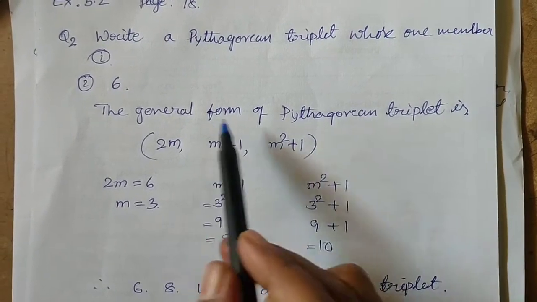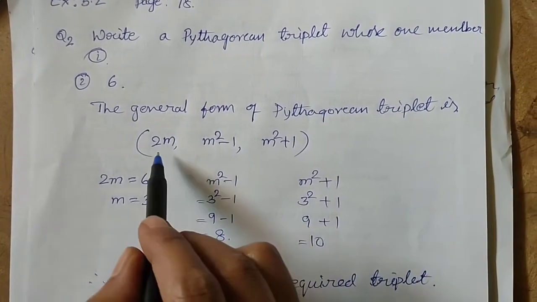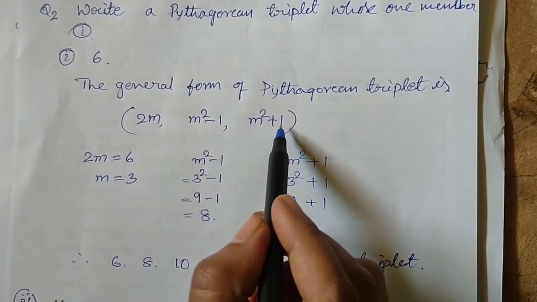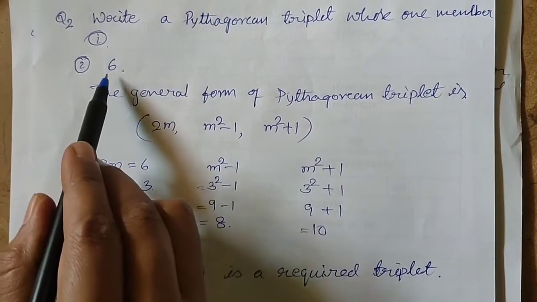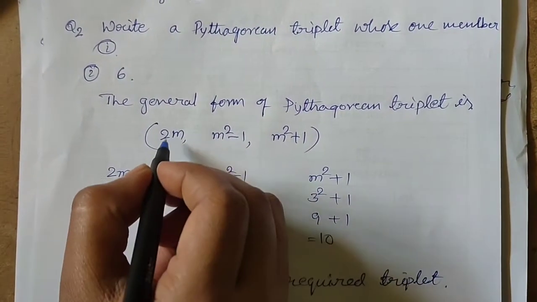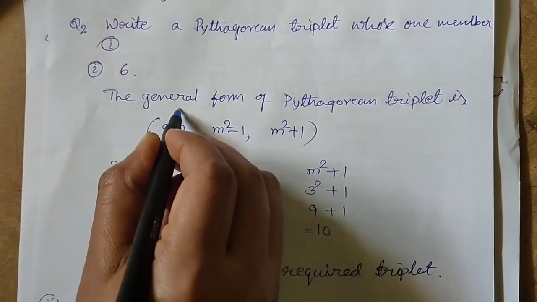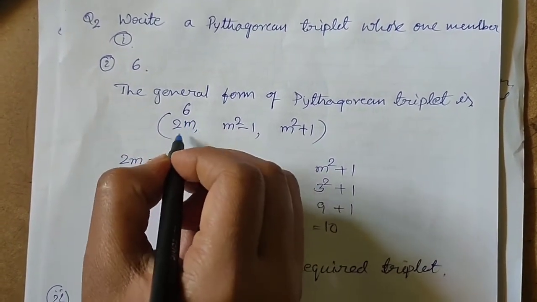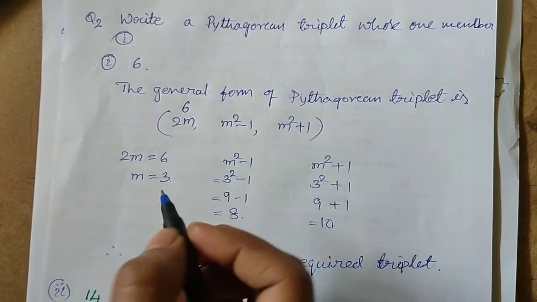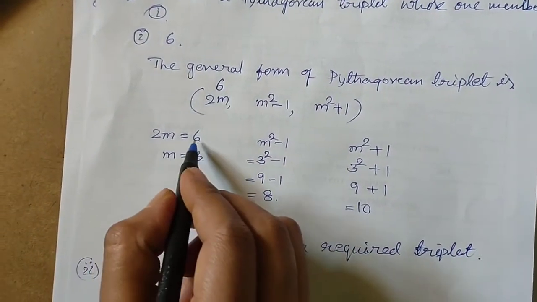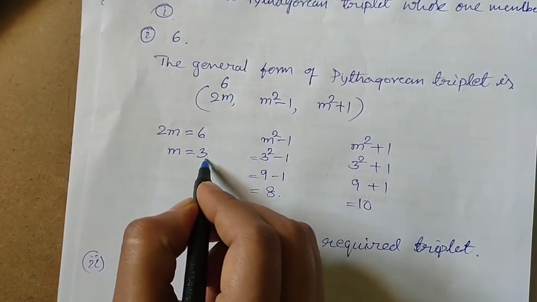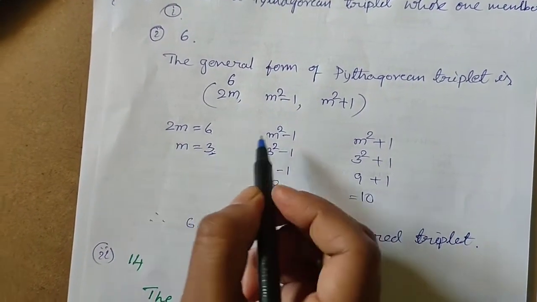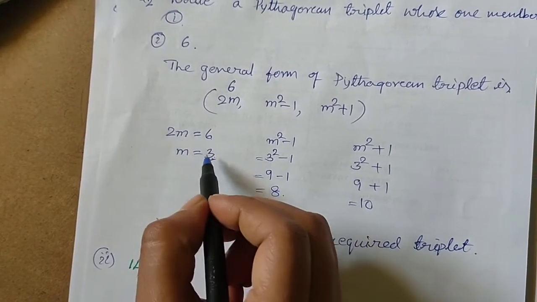The general form of a Pythagorean triplet is 2m, m square minus 1 and m square plus 1. One member is 6. So that's why I will take 2m equal to 6. So now write 2m equal to 6, m equal to what? 3. 6 upon 2 is 3.